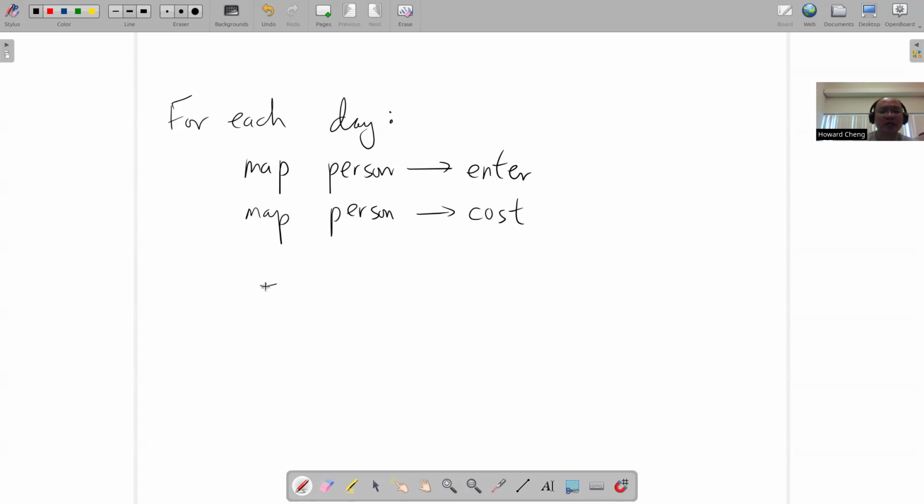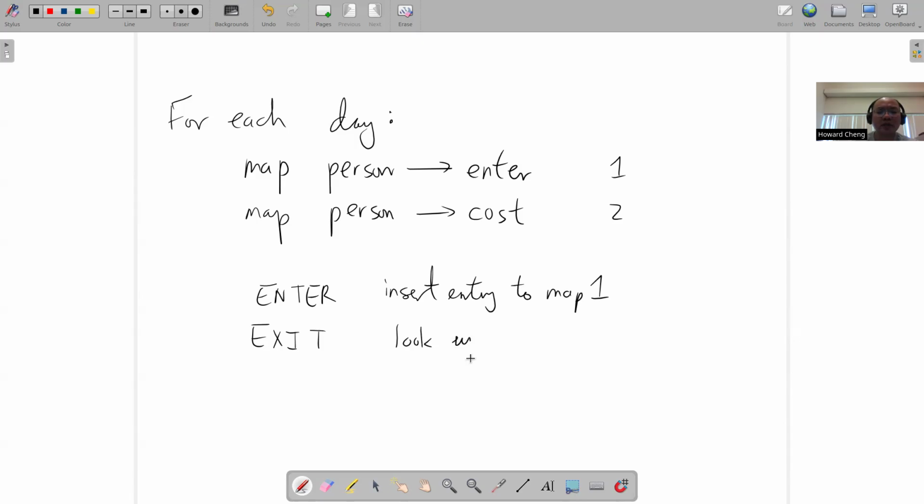Now, when somebody enters, what do you do? We call it map 1 and map 2. You insert the entry into map 1. When somebody exits, what do you do? You look up the entry in map 1.